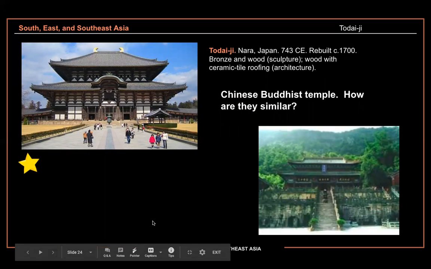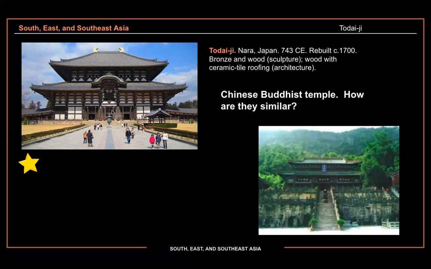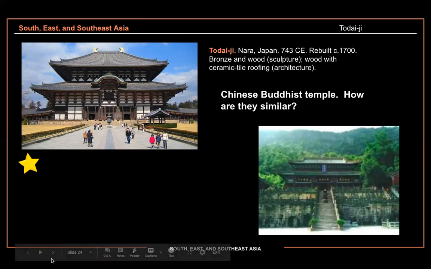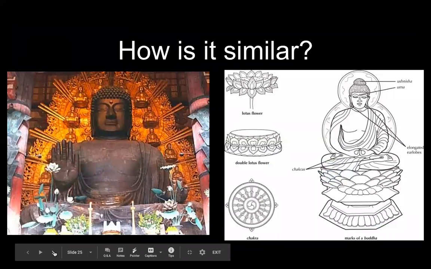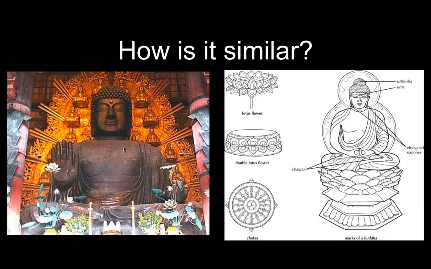So here you can see some similarities between a Chinese Buddhist temple and the Japanese one. You can see they both have the large sloping roofs. You see that they are multiple tiered buildings. And then thinking about how this is similar, this really does focus on the traditions that come from India.